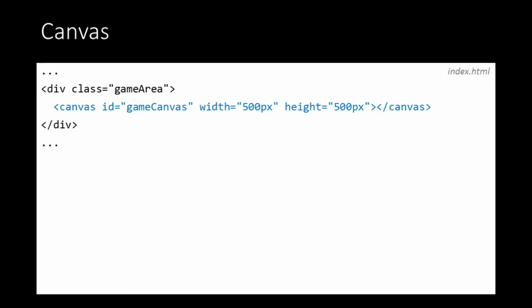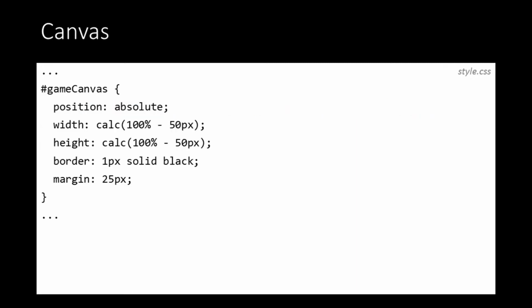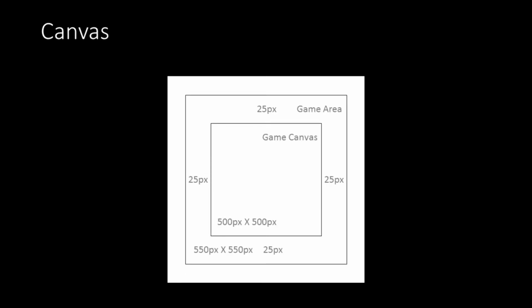Next, we'll add a canvas into the game area. Now we'll explicitly set the width and the height of the canvas. Now the canvas is styled using its ID. Its width and height is set so that we can fit in a margin between it and the game area. Now the canvas also has a border. The style of the canvas is set so that we can fit in a 25 margin. Opening the HTML file in a browser, you should see this. The inner block is the canvas.